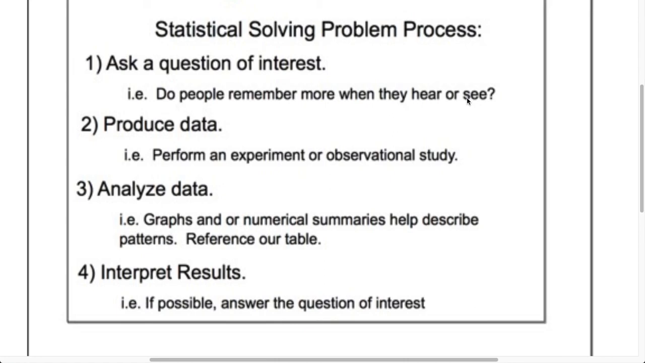Okay? Then we need to produce the data. You need to figure out, would it be best to perform an experiment or an observational study? Okay? Then we need to analyze the data. That's what this chapter is a lot about, is analyzing, producing, but then also analyzing data with graphs, numerical summaries. And then interpret results. We need to interpret those. If possible, answer the question of interest.